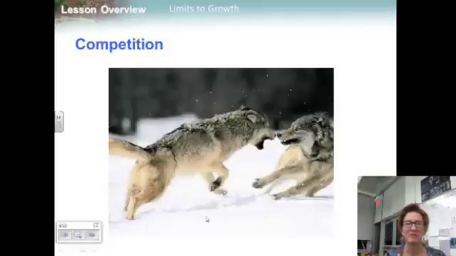Competition. When populations become crowded, individuals compete for food, water, space, sunlight, and other essentials. Some individuals obtain enough to survive and reproduce. Others may obtain just enough to live, but not enough to enable them to raise offspring. Still others may starve to death or die from lack of shelter. Competition can lower birth rates, increase death rates, or both. Competition is a density-dependent limiting factor.